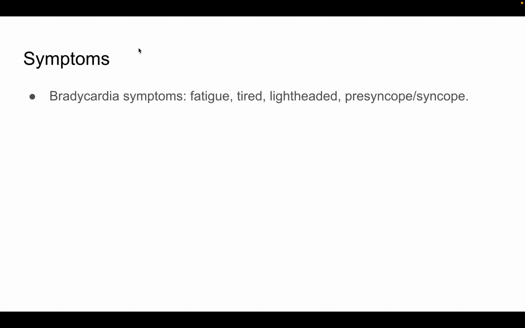Okay, so we know that these heart blocks can slow our heart rate down, correct? So if we are symptomatic, it would be what? Bradycardic symptoms like fatigue, tired, lightheaded, pre-syncope, syncope, stuff like this. Again, not super high yield. You kind of need to have that in the back of your head.